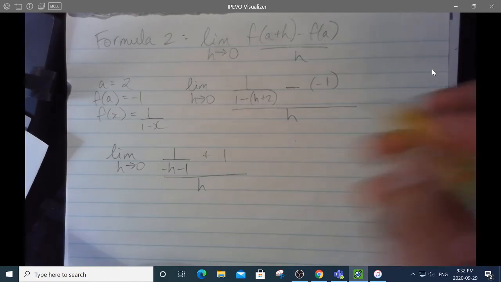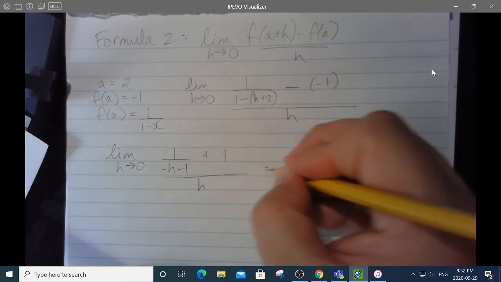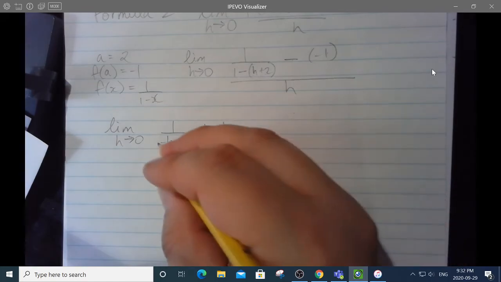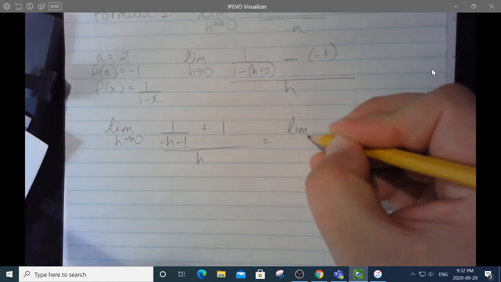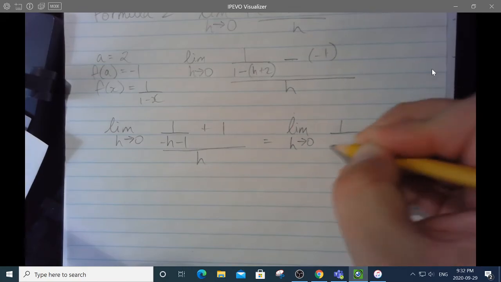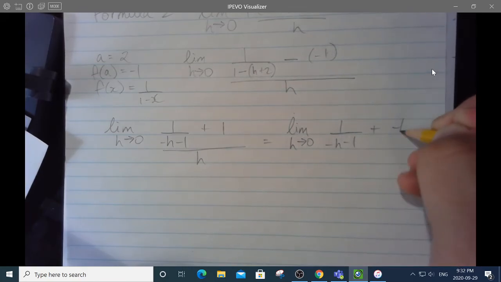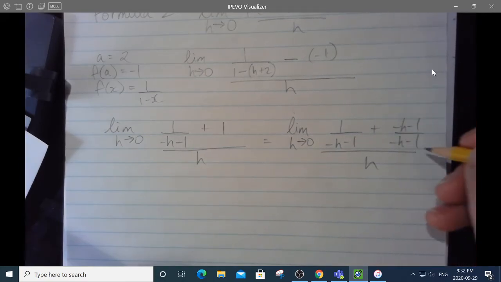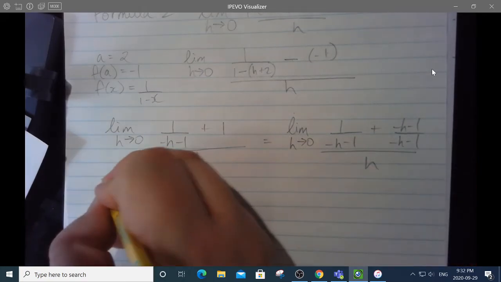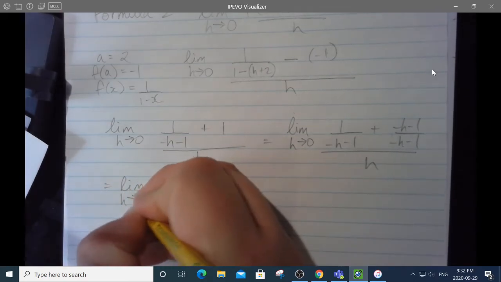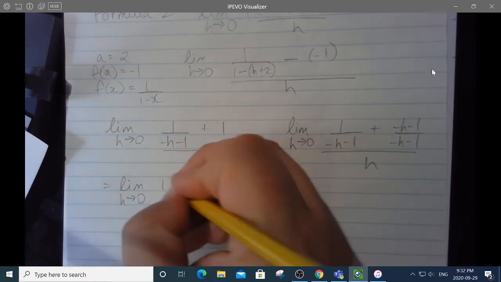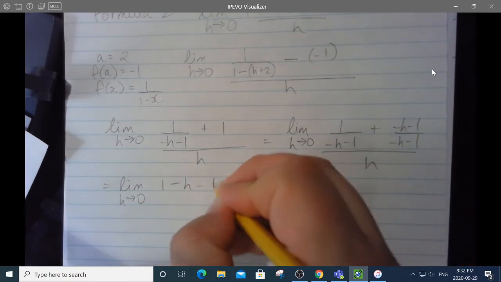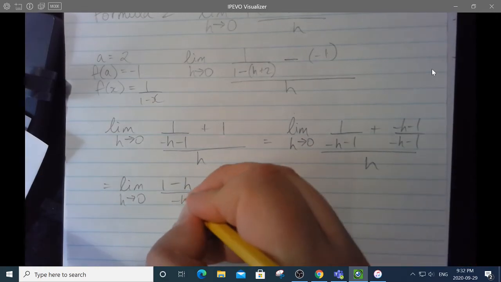And okay, what can we do with that? Well, I am again going to use the same trick I did in the last version of this question. I'm going to change this 1 into something that is this common denominator, so that's the limit as h approaches 0 of 1 over -h minus 1 plus -h minus 1 over -h minus 1. Remember, this is 1. So that's a common denominator. So now I have the limit as h approaches 0 of 1, plus minus h minus 1 all over -h minus 1.